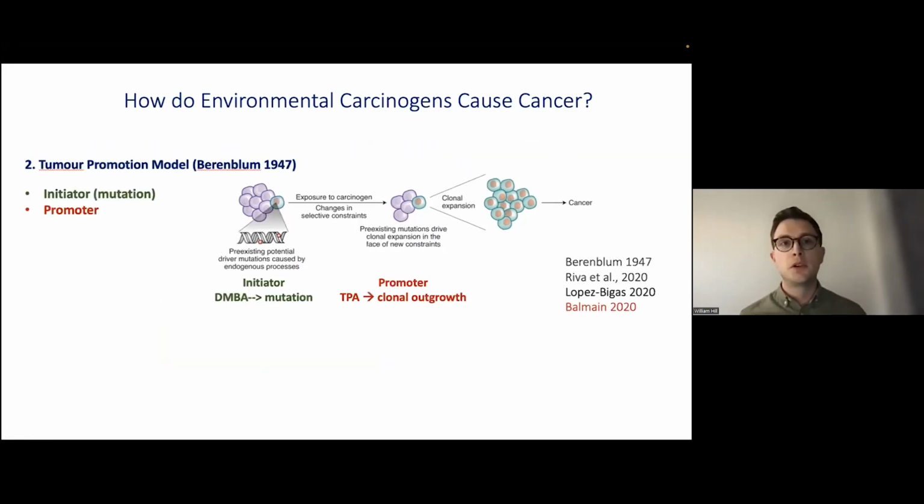additional or alternative model to tumor promotion, which was originally proposed back in 1947 by Berenblum and Shubik. And it brings up this idea of a two-step model whereby you have an initiator, which was DMBA, later found to induce the mutation, and then a secondary hit, which they found as TPA, an inflammatory agent, which induced these pre-existing mutations to drive clonal expansion and selection of these mutant clones and drive towards cancer.